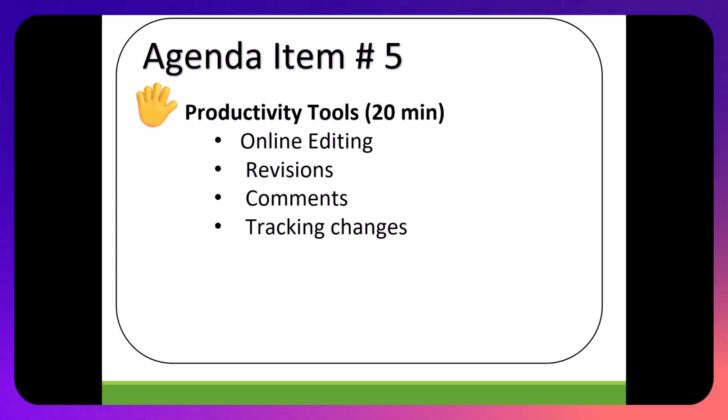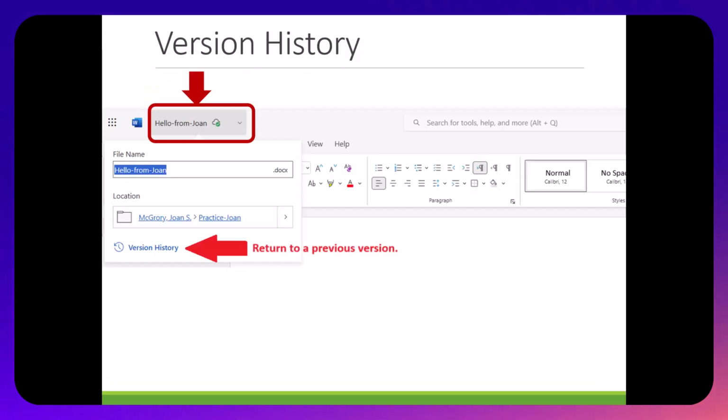So when we talk about productivity tools, what I'm specifically describing is online editing, revisions, comments, and tracking changes. So let's just get an overview before we dive in. First, when we have our, let's say, Word document on the web, I can click on the name of my file and you can see it here, and I could change that file. But look down here, version history, and I can return to a previous version.